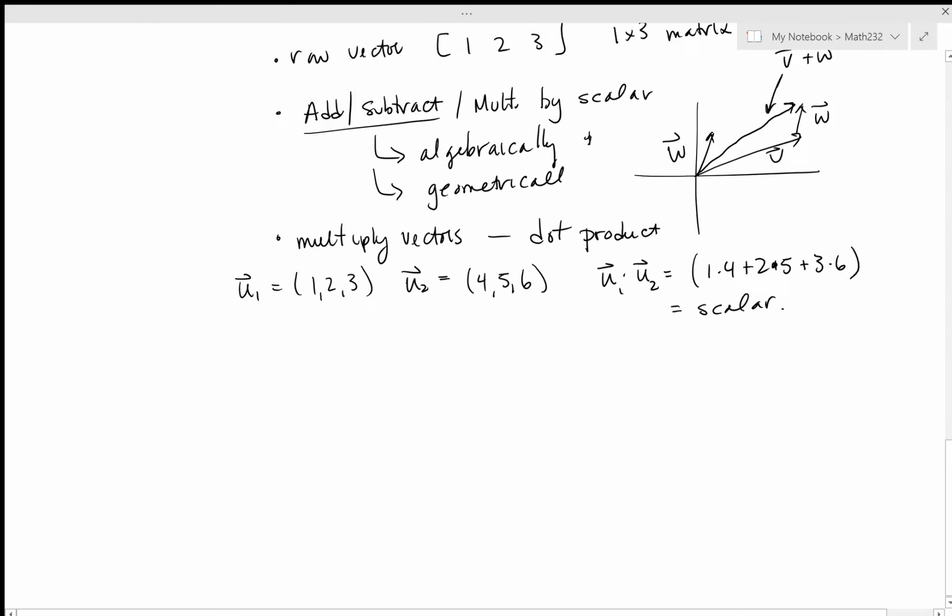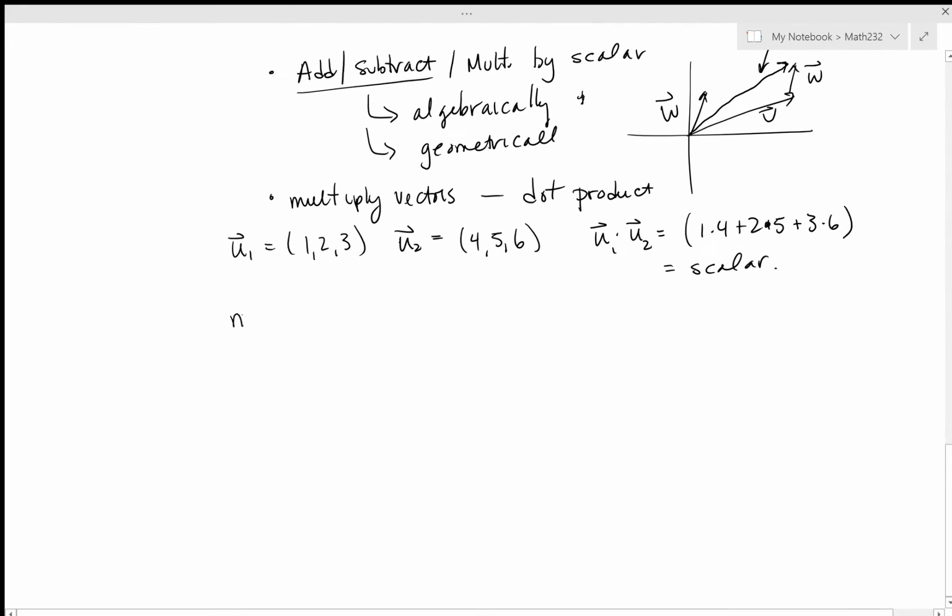We saw the norm of a vector. That is the distance from the origin. So the norm of some vector v looks like this: the square root of the first component squared plus the second component squared, all the way to however many components you have squared, and then you take the square root. It is the distance from the origin to the terminal point on the vector.